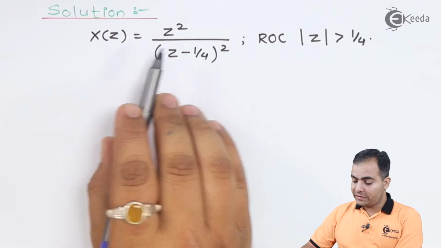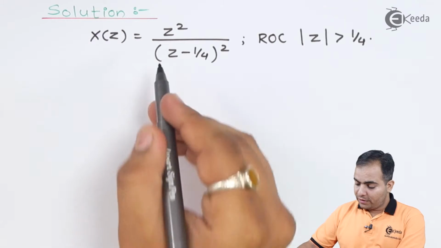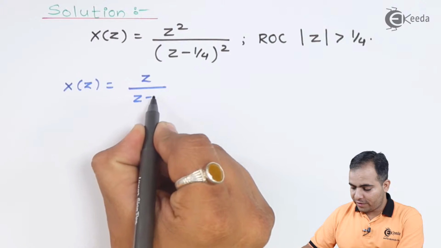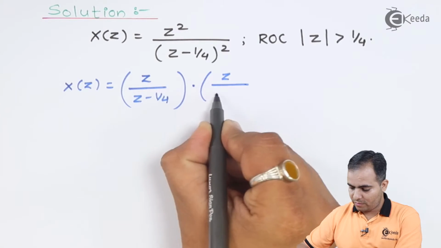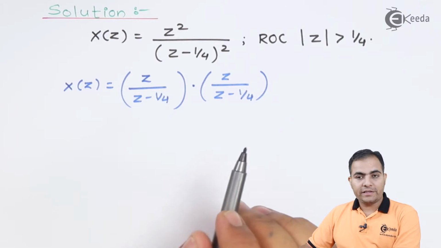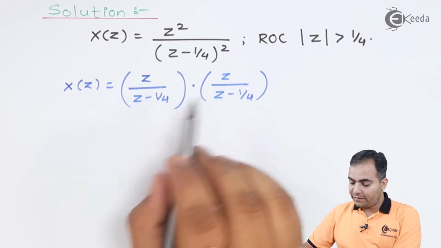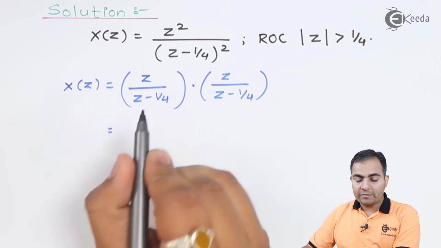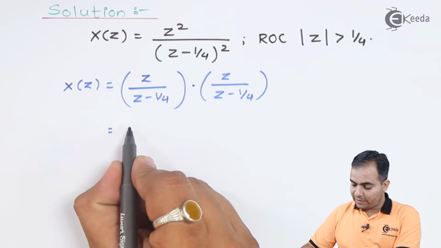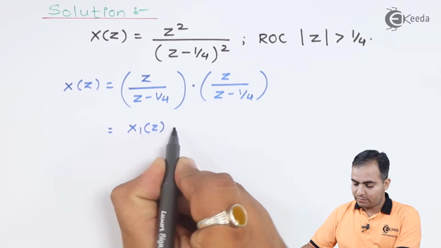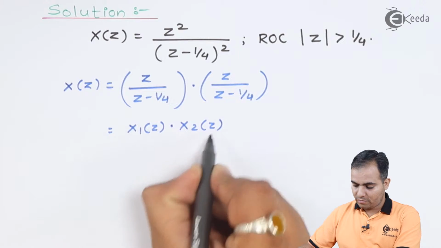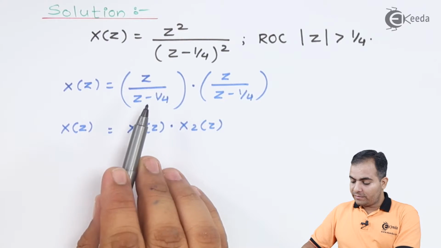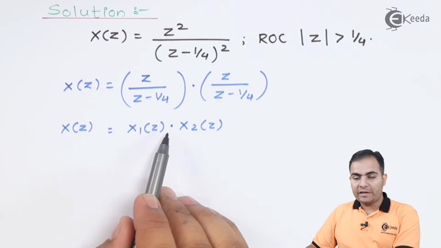So my X of z is z square upon z minus 1 by 4 the whole square. I'll split this function into two parts: z upon z minus 1 by 4 and z upon z minus 1 by 4. So these are my two functions. If I multiply both these functions, then of course you will get this answer. I'll consider this as my x1 of z and this as my x2 of z. So I can write X of z as x1 of z multiplied with x2 of z.